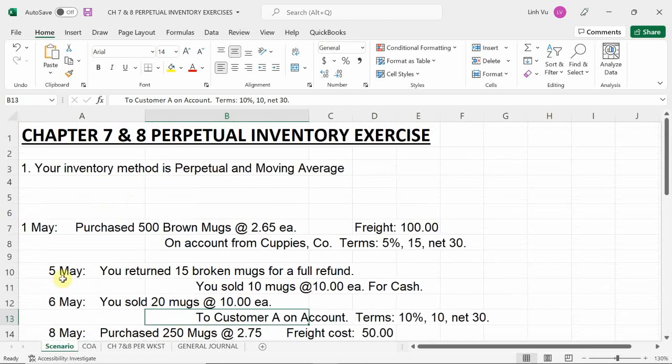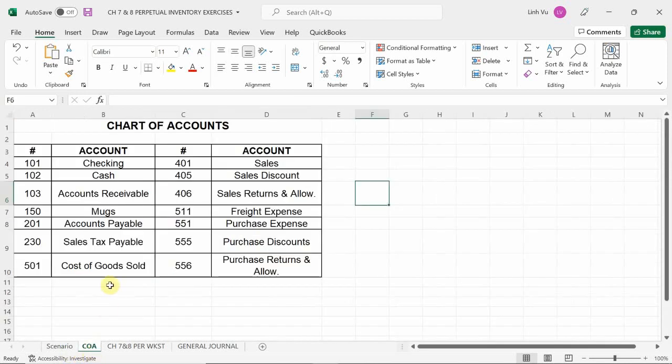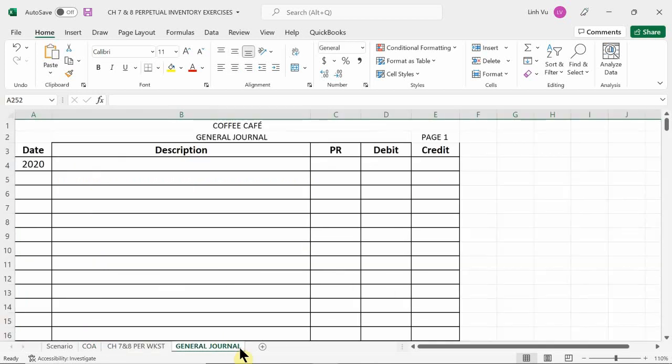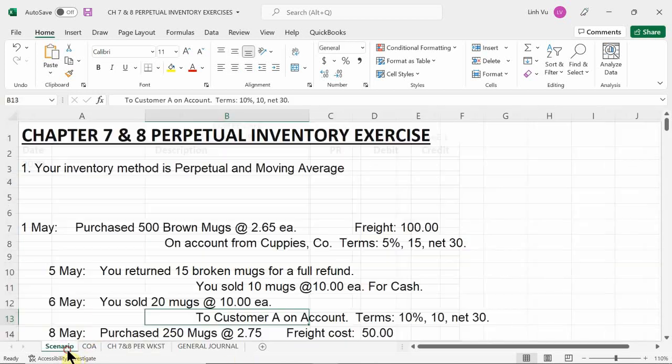So here we have our exercise, our scenario all written out for the month of May, okay? We have our lovely chart of accounts to help us see what type of accounts we need to journalize. Here's our inventory worksheet, and we're going to practice how to journalize as well.